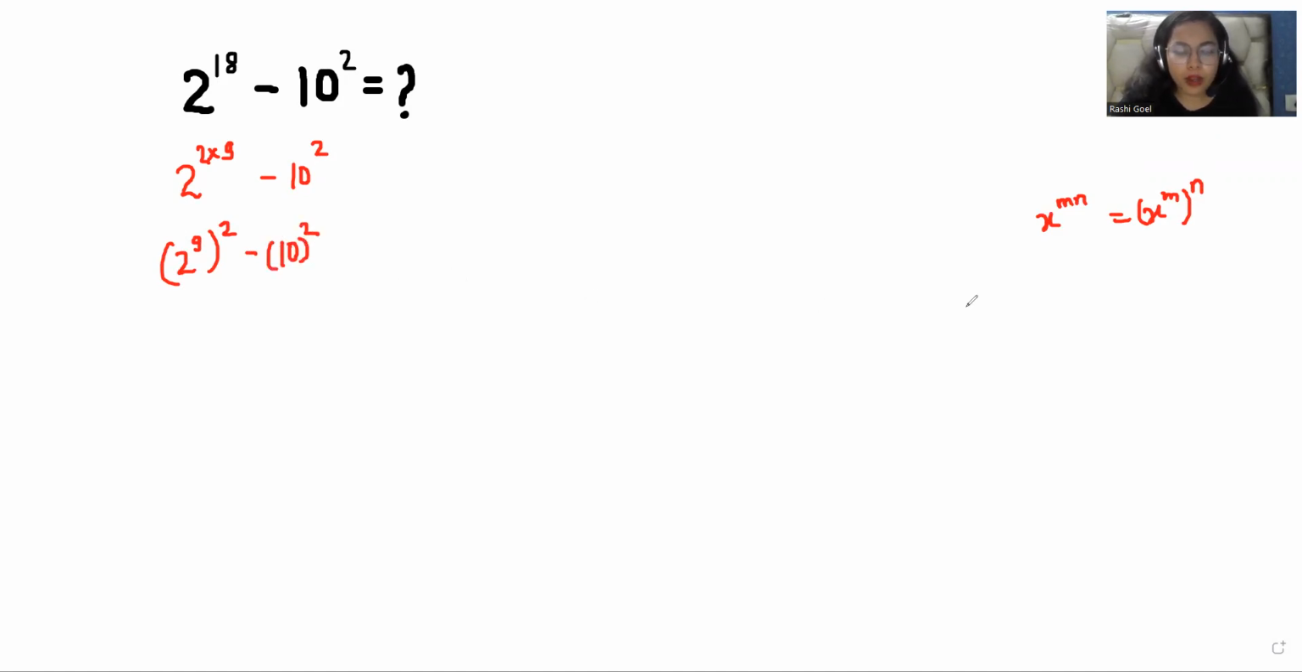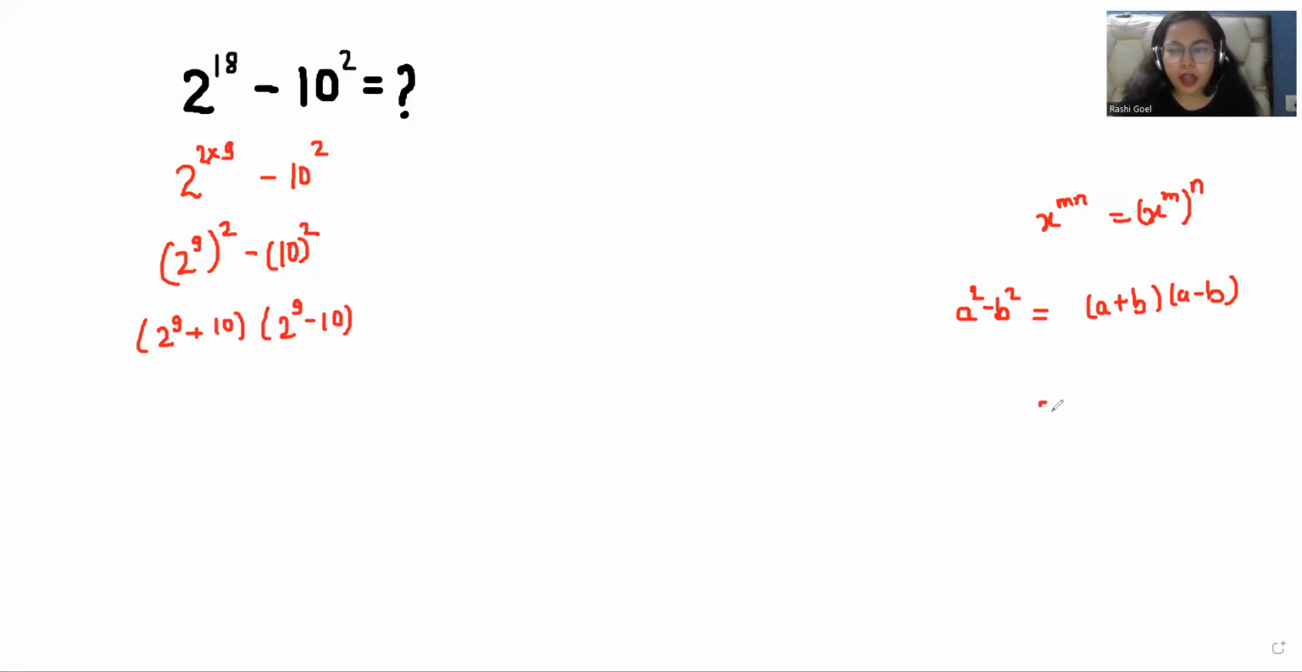Now we know the formula that a square minus b square is equal to a plus b times a minus b. So here, in this case, the value of a is 2 power 9 and the value of b is 10. So I'm going to replace this. I can write 2 power 9 plus 10 times 2 power 9 minus 10.